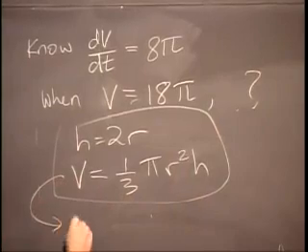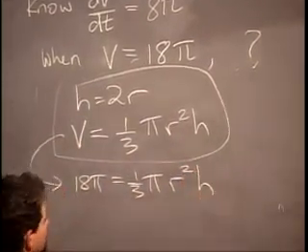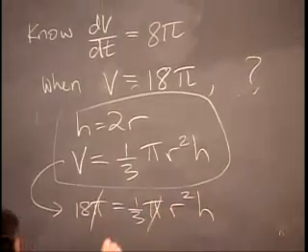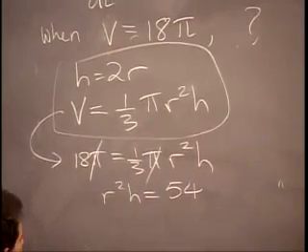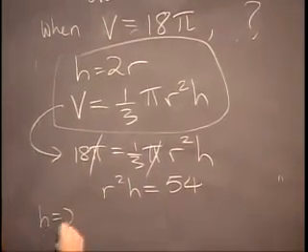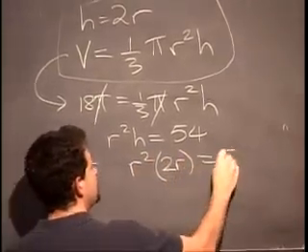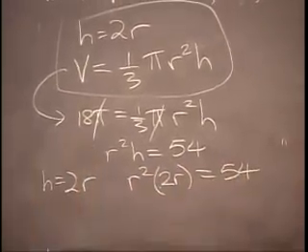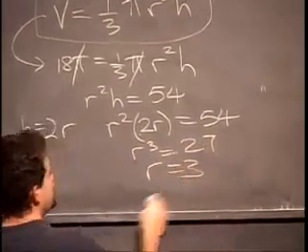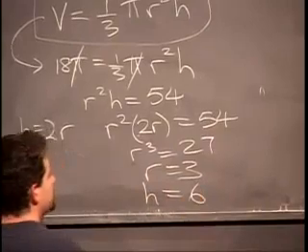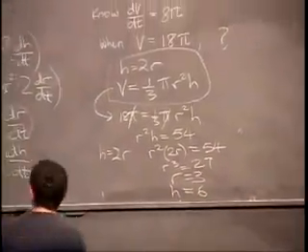we have 18 pi is 1/3 pi r squared h, which simplifies down to r squared h equals 3 times 18, which is 54. But h equals 2r. So this means we get r squared times 2r is 54. This is 2r cubed. So r cubed is 27. R equals 3. And of course, h is equal to 6 because it's 2r. So at the moment we're interested in, r is 3 and h equals 6.